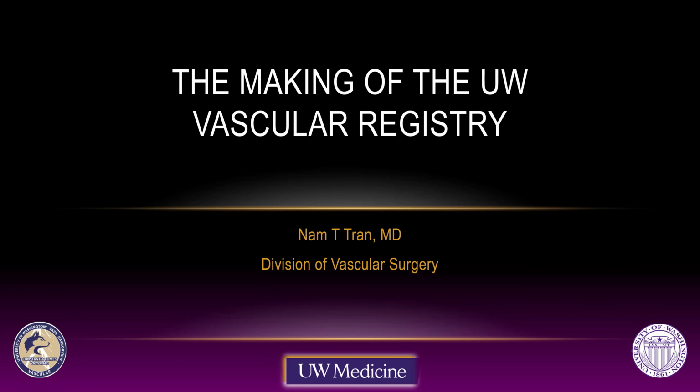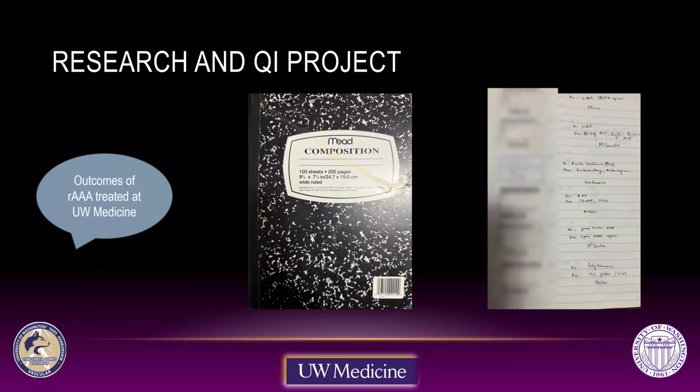So what we're going to do today is just talk a little bit about the vascular registry, and the motivation for that. Historically, anytime we wanted to look at any kind of QI project or clinical outcome study, such as how ruptured AAAs are treated at the University of Washington, it usually started with an email to all the faculty asking, can you send us a list of all the cases that you've done?